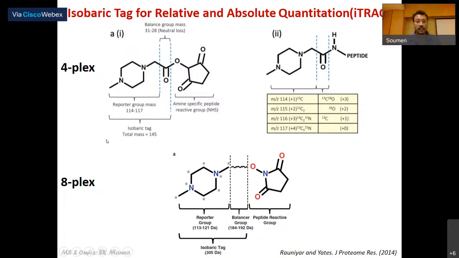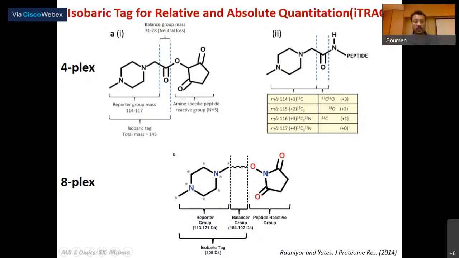So you can have 4 different treatment groups. You label the proteins with 4 different isobaric tags with 4 different reporter masses. This is where it will react with the amine specific peptide reactive group, so amines will attach here like this. N-hydroxysuccinimide is the moiety which is often used for labeling amine. For 8-plex, you will have all these different positions that can be labeled with 13C along with 2 nitrogens, giving you 8 different possible combinations of isobaric tag and reporter group.